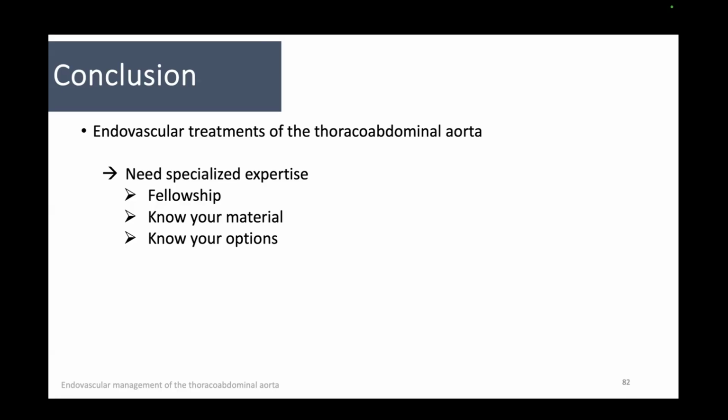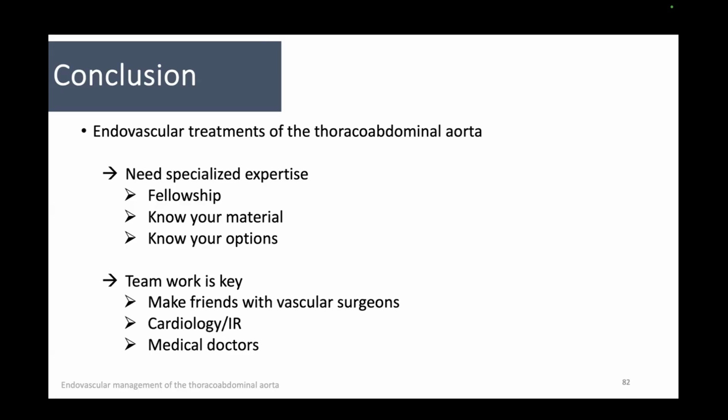You have to know your material, you have to know your options. Teamwork is the key for these kinds of treatments. So make friends with us, vascular surgeons. We're very nice. I promise most of us are really nice, and we're happy to treat patients with you. It's a pleasure to know in advance also what we're going to do in the future, to have a plan longitudinally for these patients that usually are followed for life.